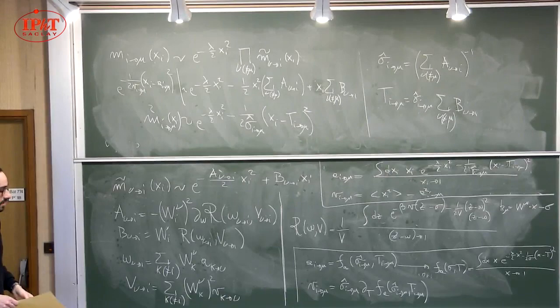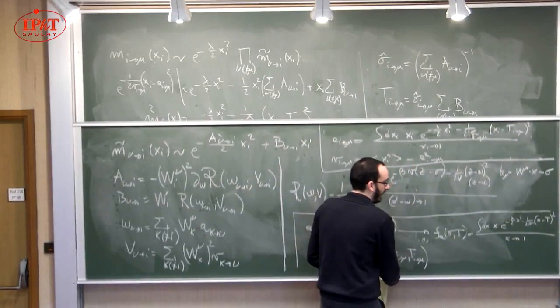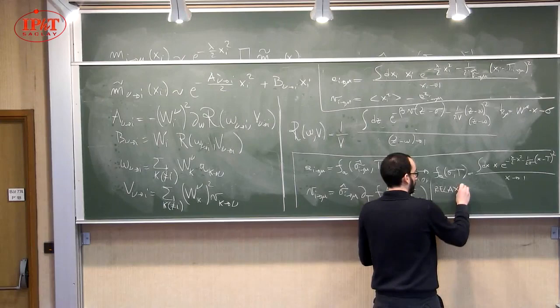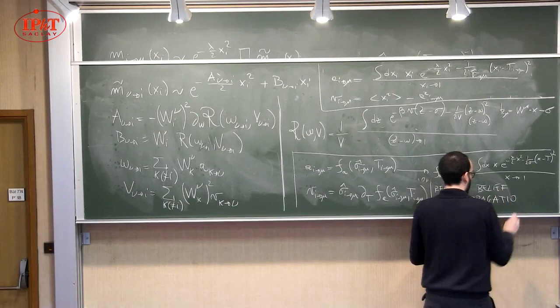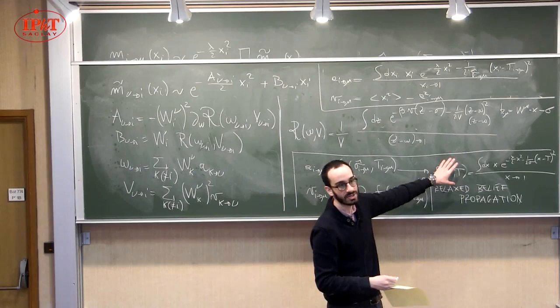So this algorithm is called relaxed belief propagation. It's relaxed because we have relaxed everything to Gaussians.